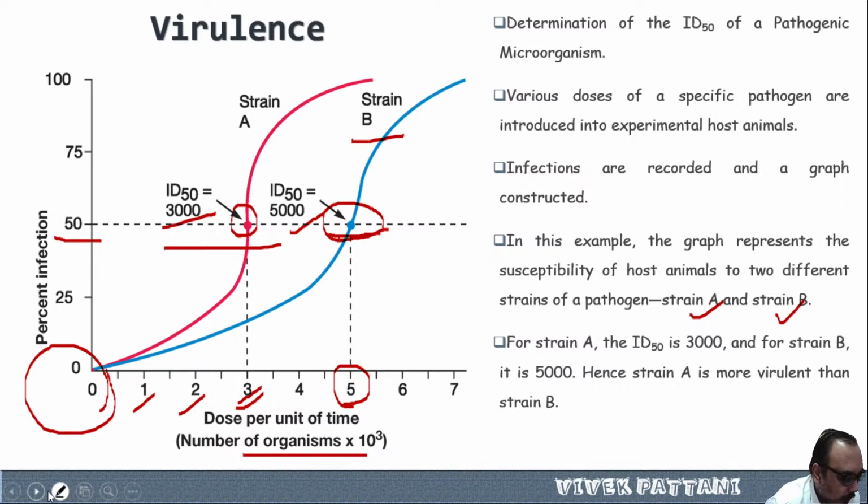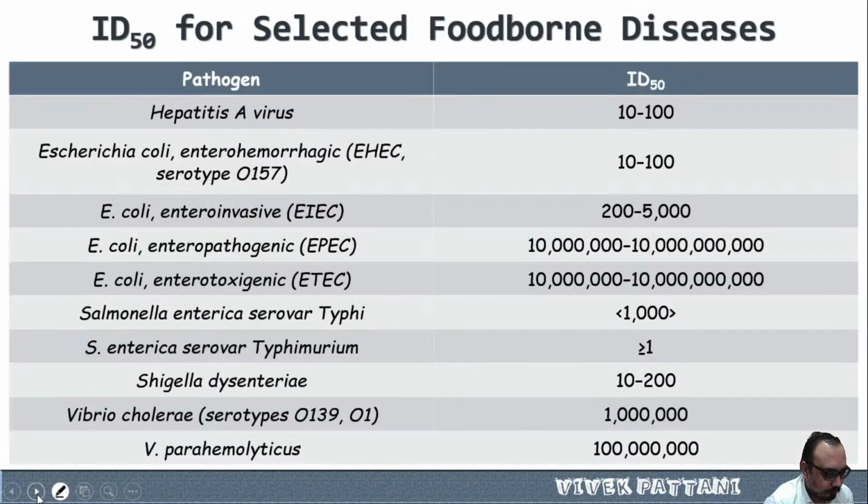So now moving forward with the next example of the ID50s of some selected foodborne infections. I'm going to give you one more example, which is basically of another bacteria.